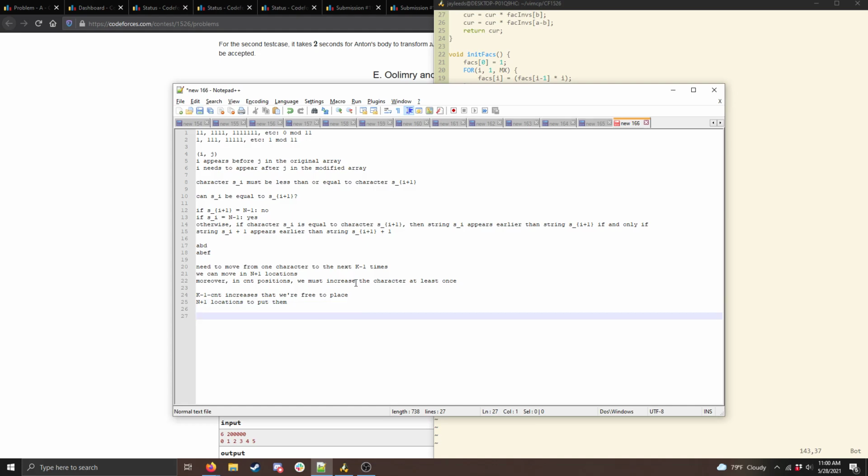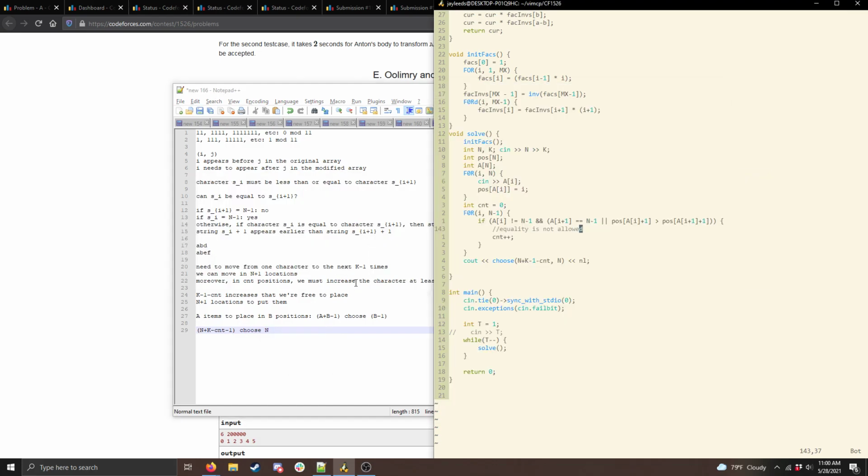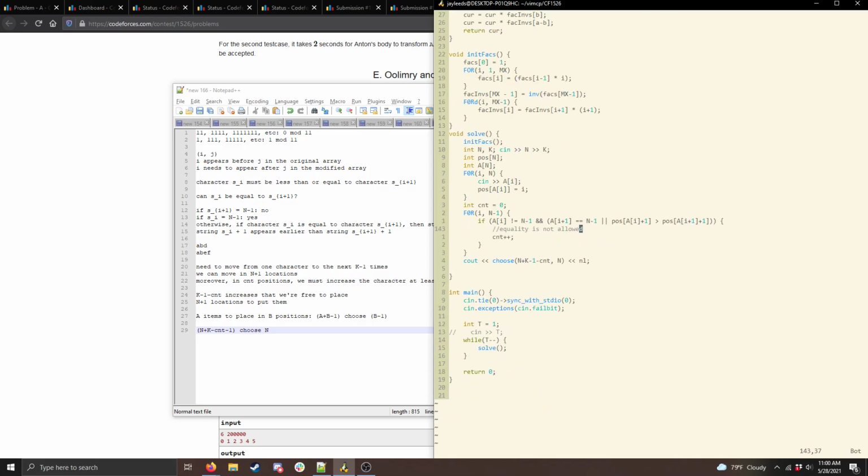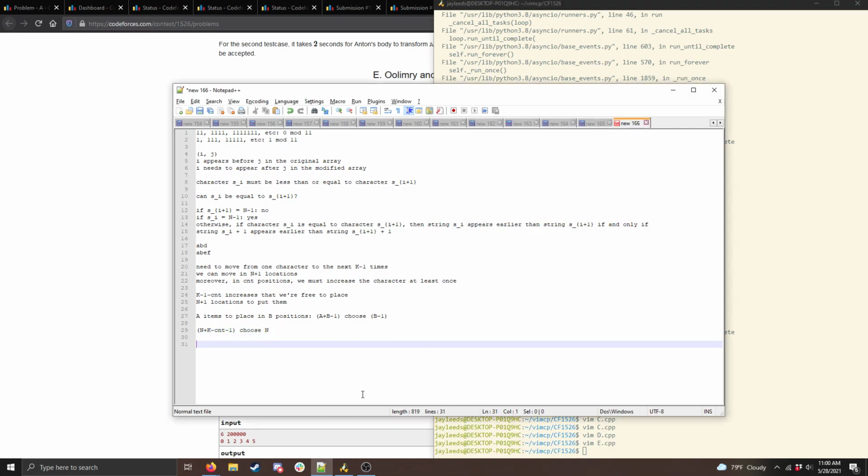And it's a well-known theorem of combinatorics that if we have A items to place in B positions, there are A plus B minus 1 choose B minus 1 ways to place them. And so that means that our answer is n plus 1 plus k minus 1 minus CNT minus 1, or alternatively n plus k minus count minus 1 choose n plus 1 minus 1, or just n. And so that gives us our answer. And of course, I just get the choose function by implementing my combinatorics template. All right, so that's E.